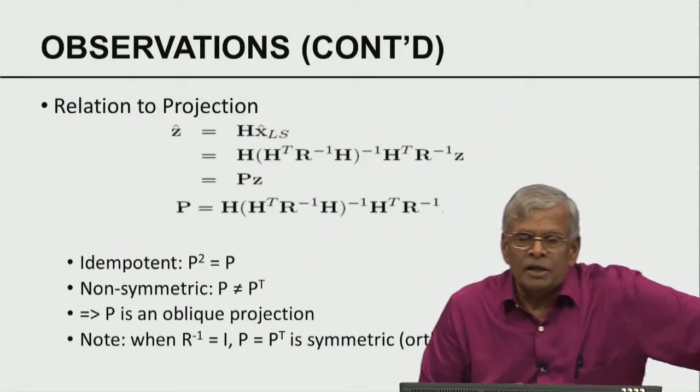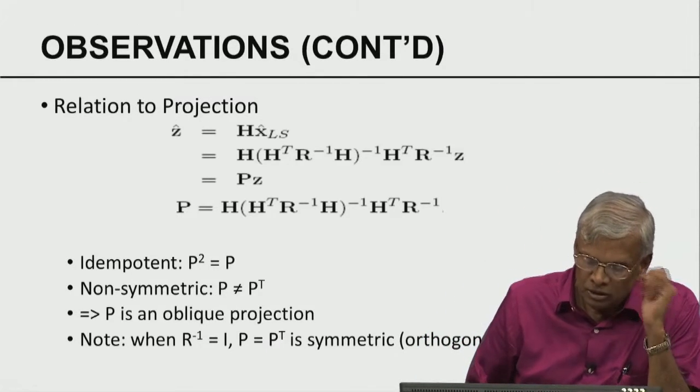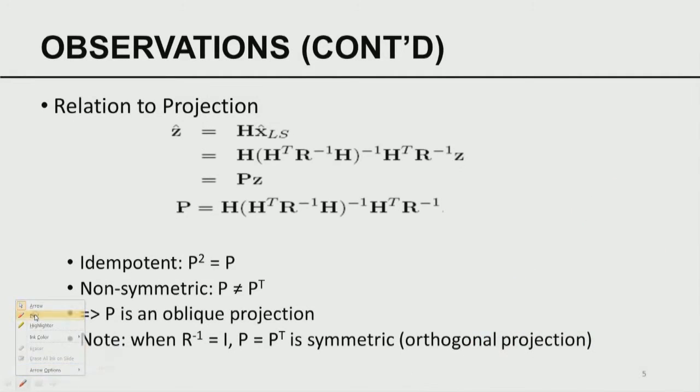Please remember, we have already talked about the relation between projections and least square estimates. So, relation to projections, I would like to bring to our attention. What is z hat? We can think of it like this now. This is the span of H. We have already talked about it in our deterministic methods. This is z.